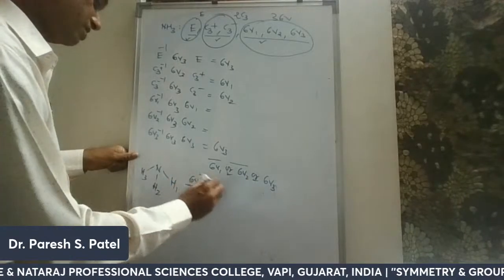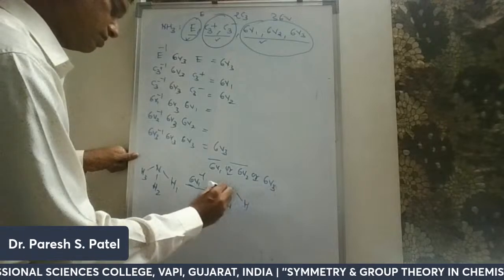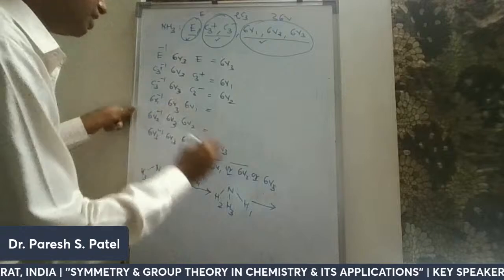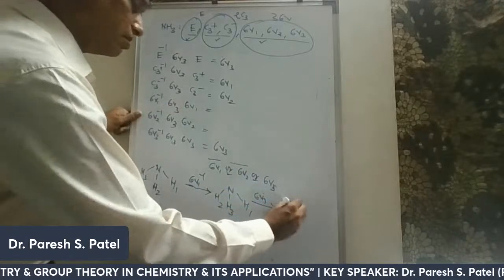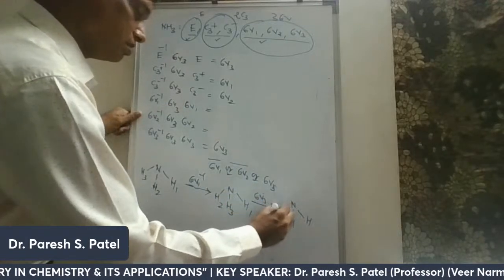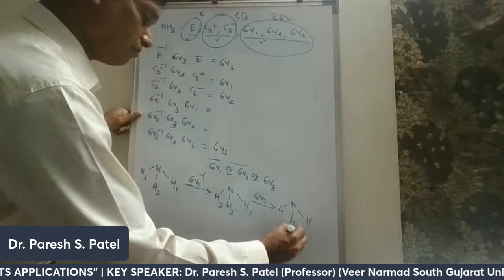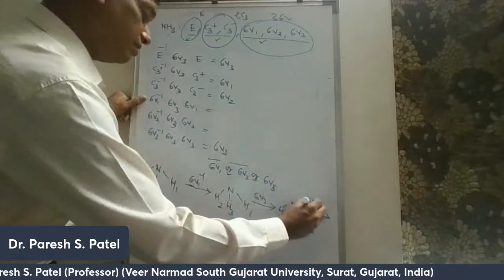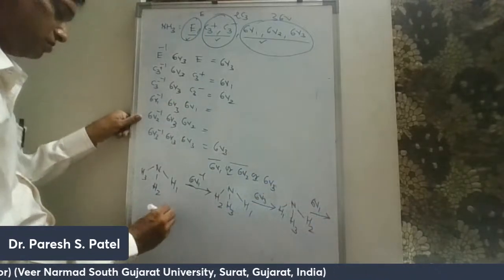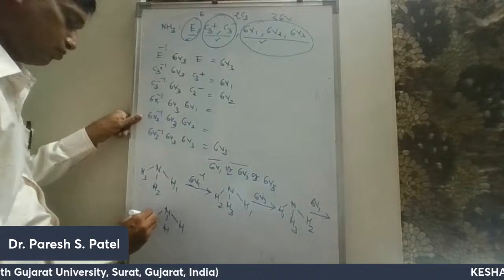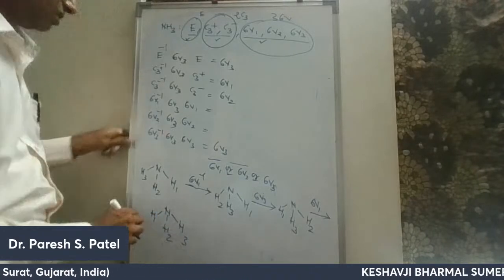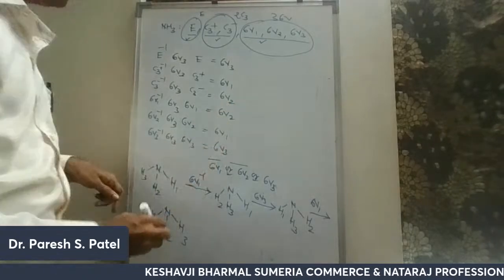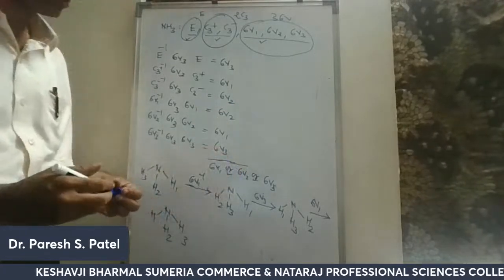Sigma V1 inverse. 1, 3, and 2 interchanged. Again sigma V3 to change the position of 1 and 2. Again sigma V1. 1 remains as it is, 2 and 3 interchange. So compare this and this. This is nothing but the sigma V2 and this is sigma V1. So overall result is sigma V1 or sigma V2 and sigma V3.